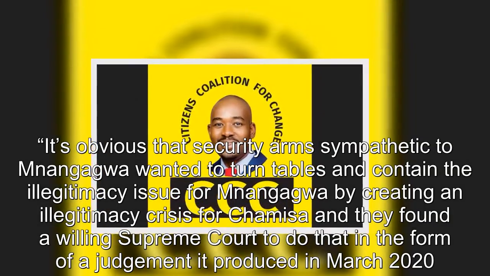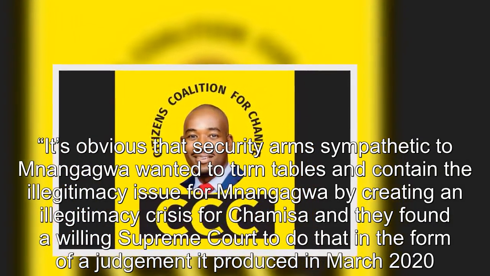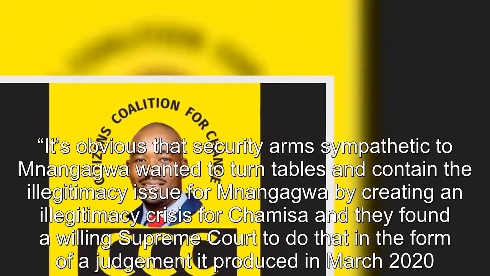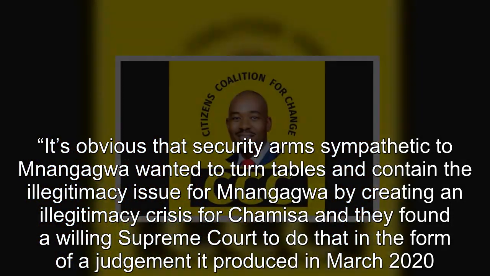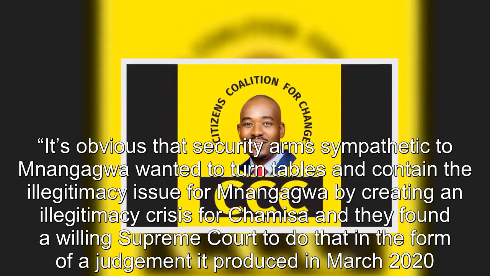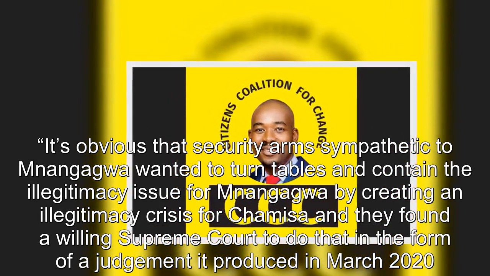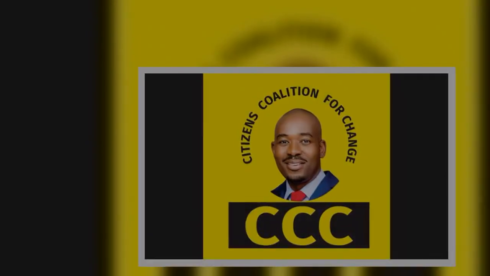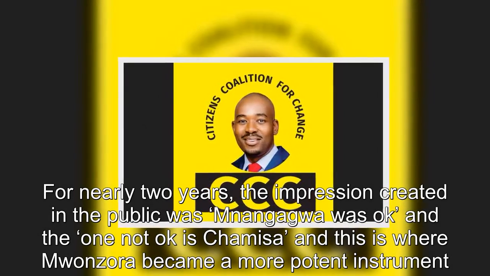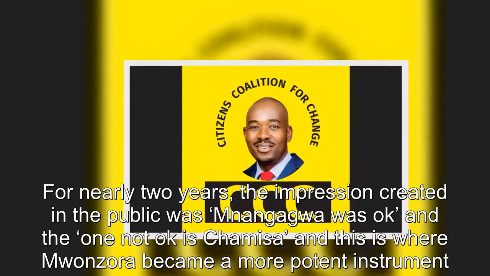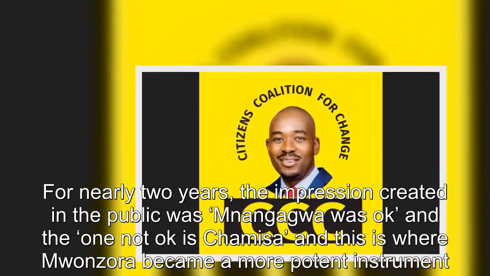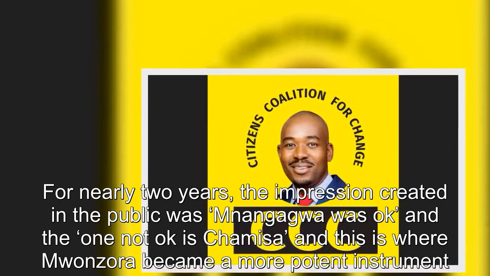It's obvious that security arms sympathetic to Mnangagwa wanted to turn tables and contain the illegitimacy issue for Mnangagwa by creating an illegitimacy crisis for Chamisa, and they found a willing Supreme Court to do that in the form of a judgment it produced in March 2020. For nearly 2 years, the impression created in the public was Mnangagwa was okay, and the one not okay is Chamisa, and this is where Mwonzora became a more potent instrument.